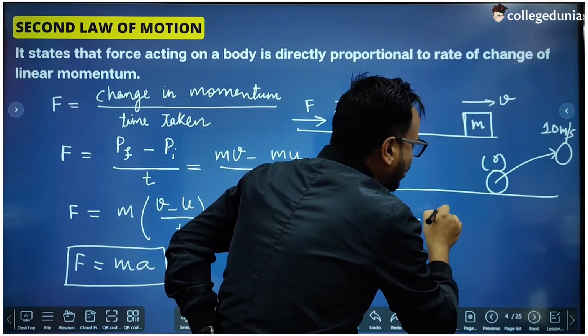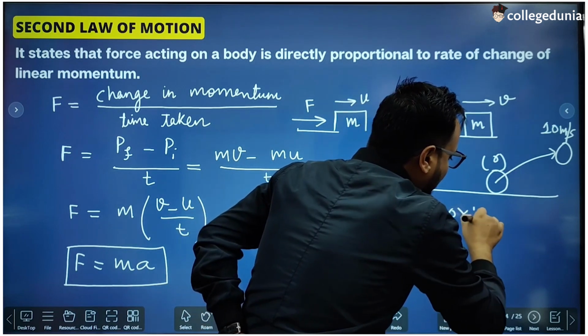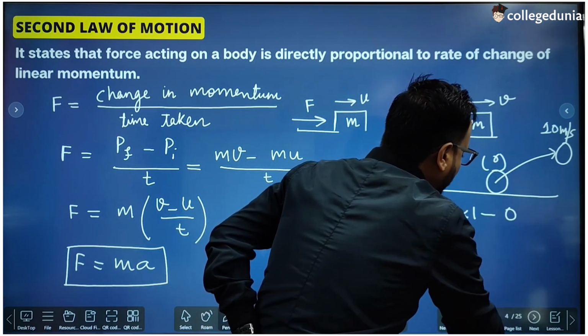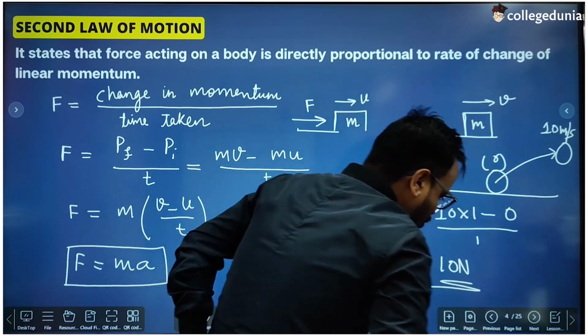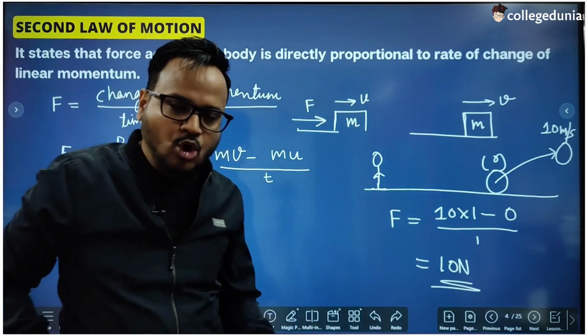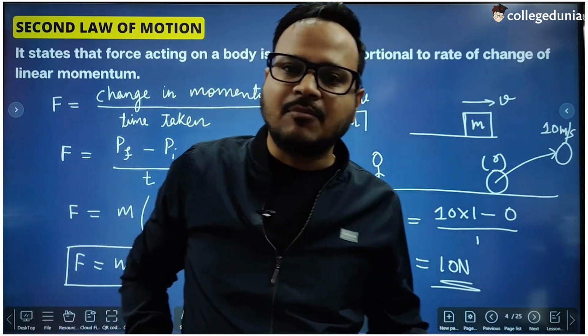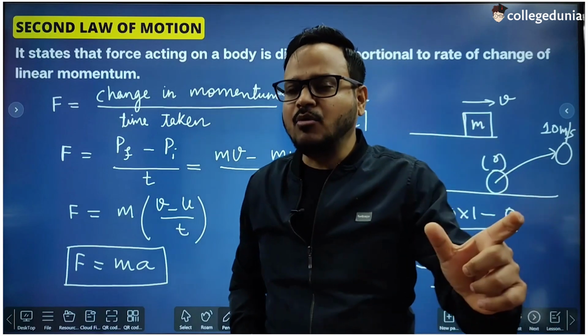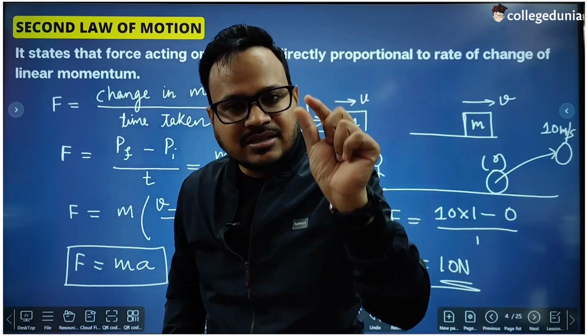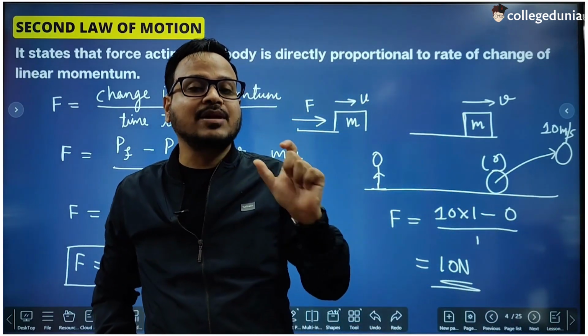Then what is the force? 10 into 1 minus 0 divided by 1. So in this case, it is 10 Newton force, right? So if the value of force is more, you can change the momentum of the body on which the force is applied. You can change more momentum of the body in the same time by applying more force.